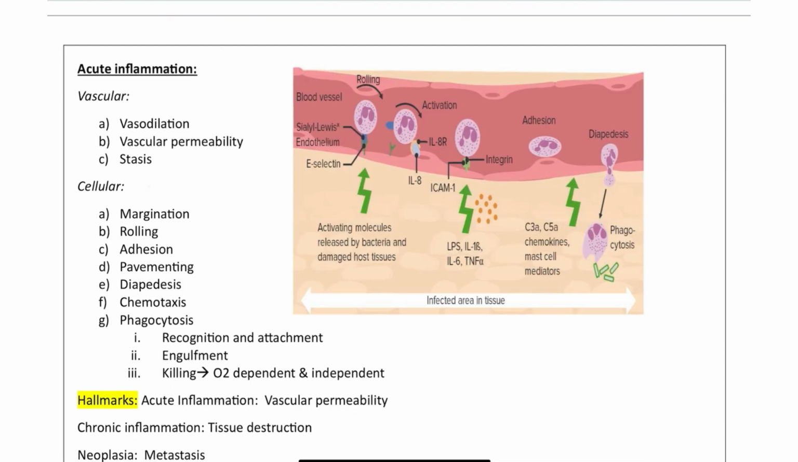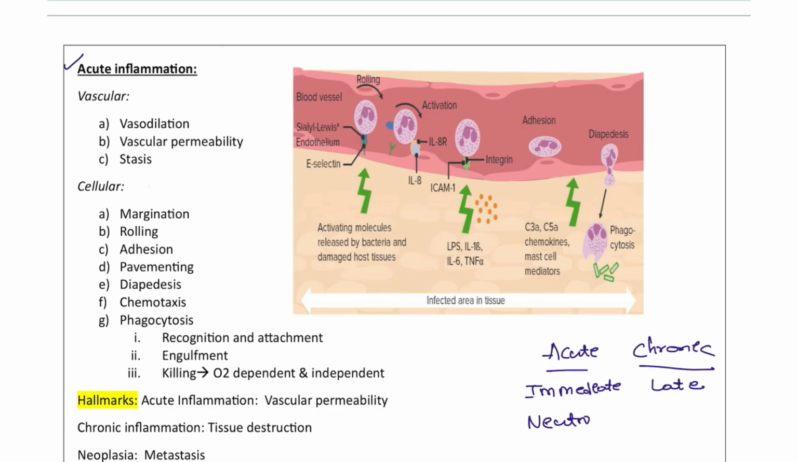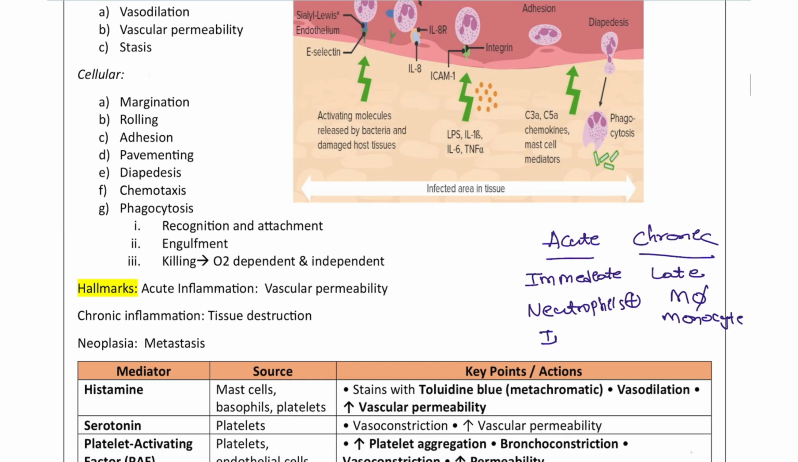Next, inflammation. Inflammation is of two types, right? The most common inflammation is acute inflammation. Just see what is the acute versus the chronic inflammation. Acute inflammation is the immediate one, chronic inflammation will be the late one. Here the neutrophils are involved, here the macrophages and monocytes are involved. Here there will be less inflammation and the patient is having tissue remodeling, and no tissue remodeling is seen in the acute one.